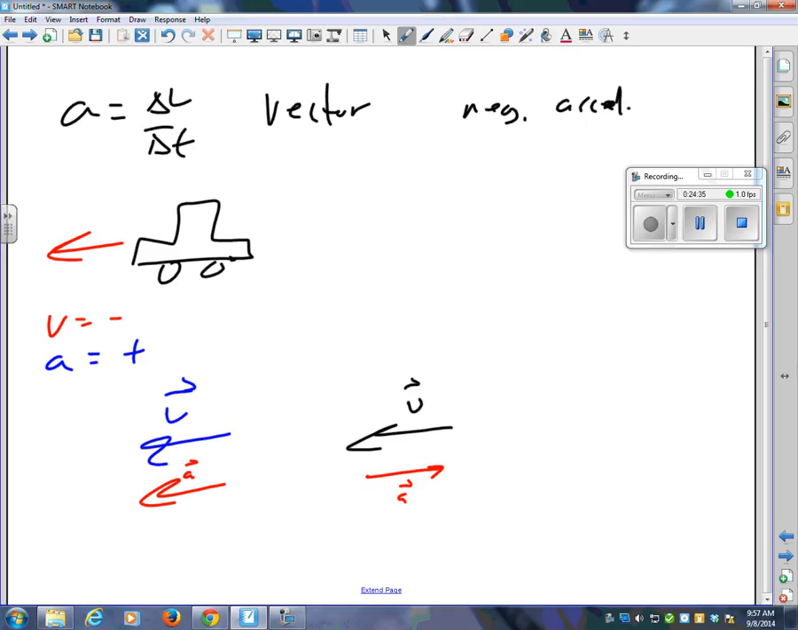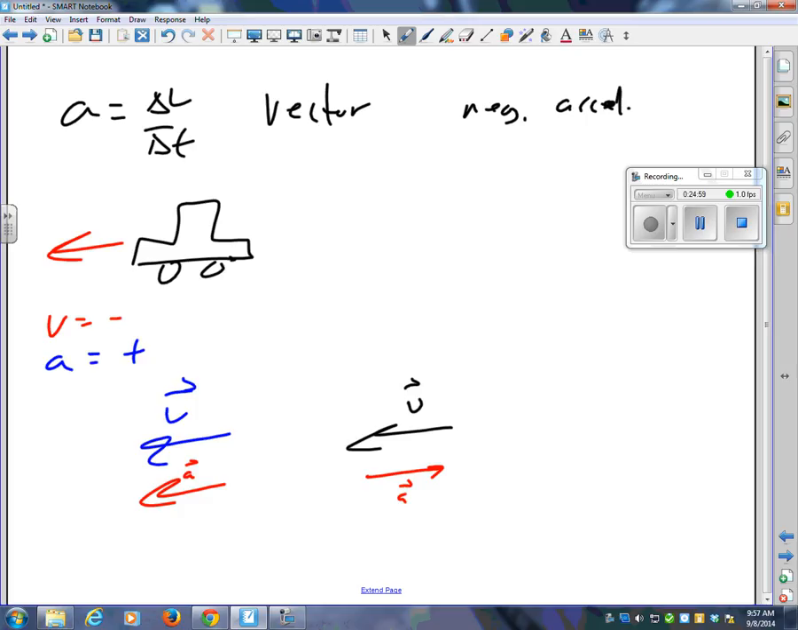Can an object be moving at a constant speed and accelerating? And I've given you an example of this already today. Can an object be moving at a constant speed and accelerating? Yes. What would be an example? Going around the curve at St. Rose on cruise control.